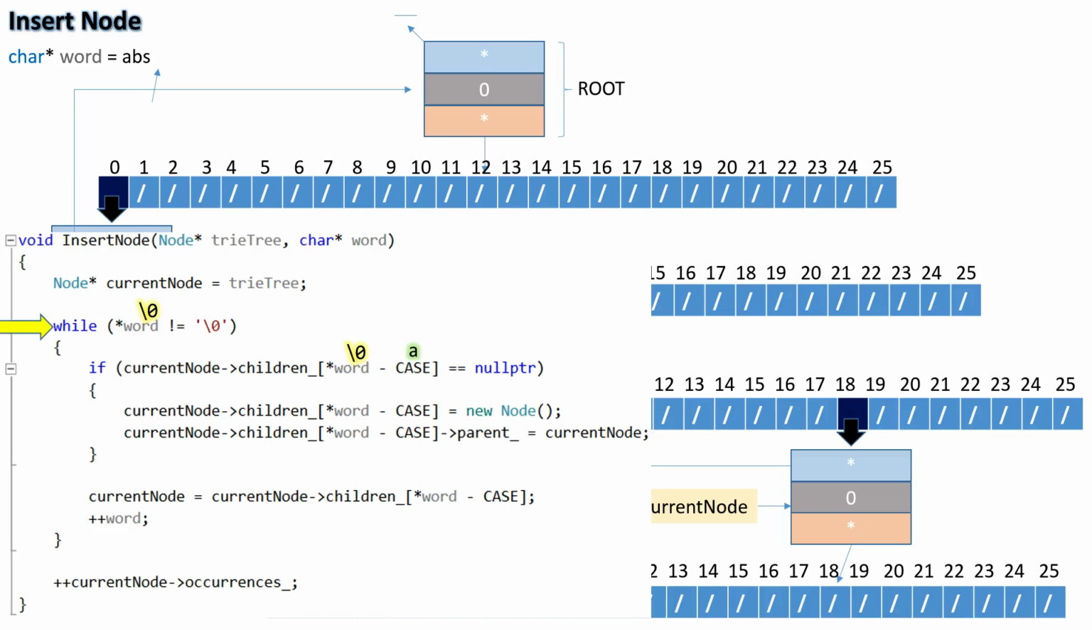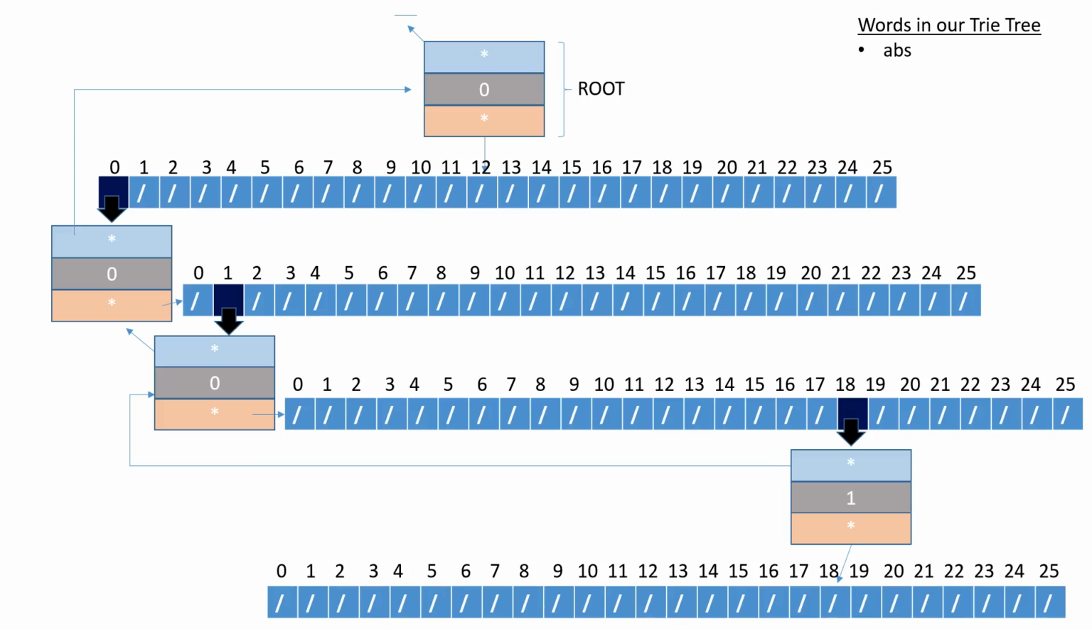So while word, which is \0, does not equal \0, which it does. So we'll go ahead and whichever current node is, which is right over here, or the last node that we've created, we'll increment occurrences to 1. You can see it looks like that. And we're at the end of our insert node. So we'll go ahead and move that out. And this is what it visually looks like, what we've just created.